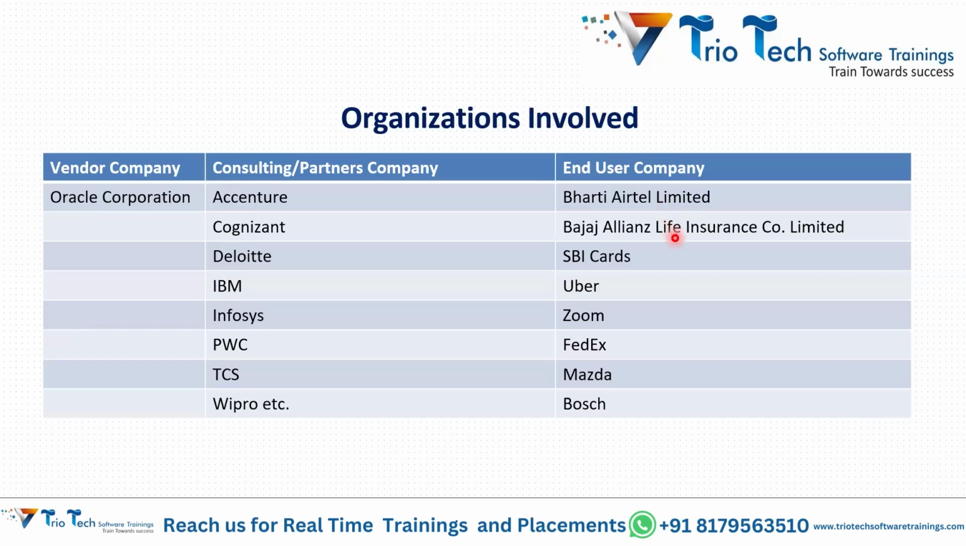Now, I have taken some examples from India also. So Bharti Airtel Limited works on Oracle. Then you have Bajaj Allianz Life Insurance Company in India, again, Oracle platform. SBI Cards, Oracle platform. Uber US, Oracle platform. Zoom, the Zoom meeting platform that we use, is based on the Oracle platform only. FedEx, we have Mazda, Bosch. These are some of the renowned companies, and you can see these names are all mentioned as successful use cases on the Oracle official website. But we have thousands of customers as end user companies.